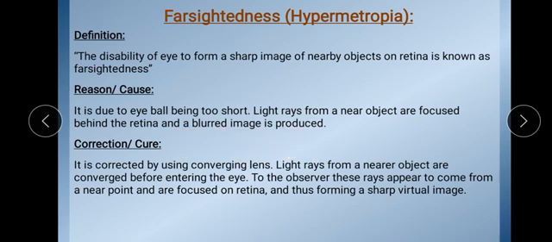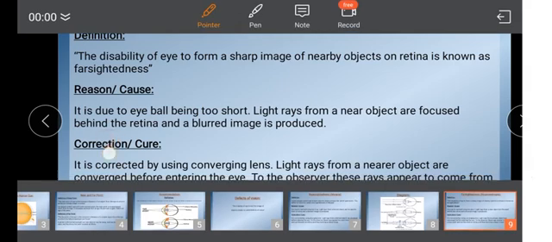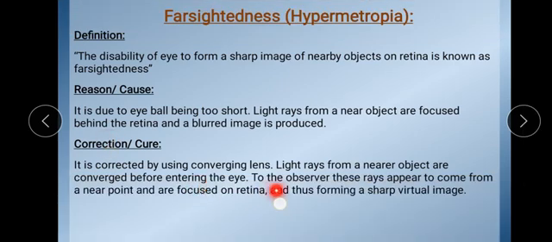How is this defect cured? It is corrected by using a converging lens, or in other words you can say a convex lens. Light rays from a nearer object will converge before entering the eye. To the observer, these rays appear to come from a near point and are focused on the retina, thus forming a sharp virtual image.